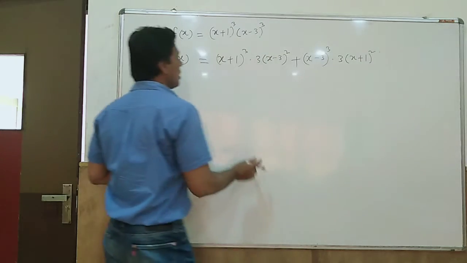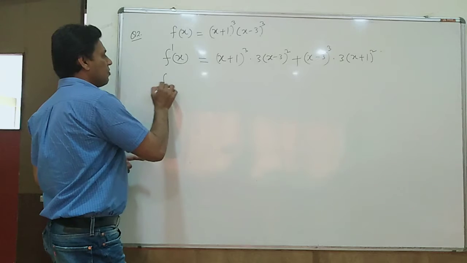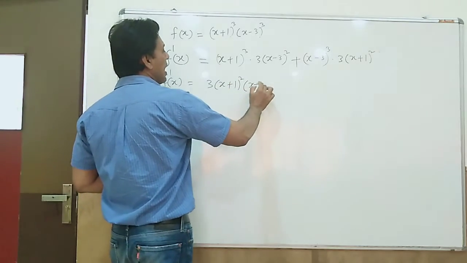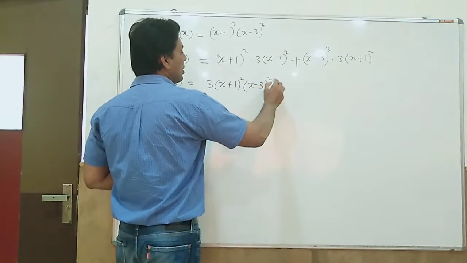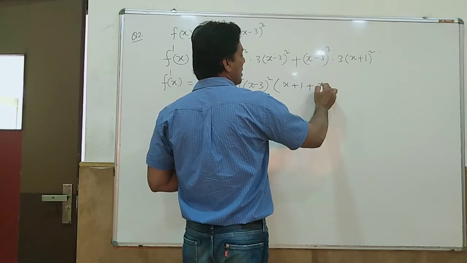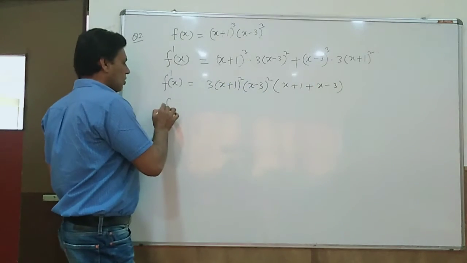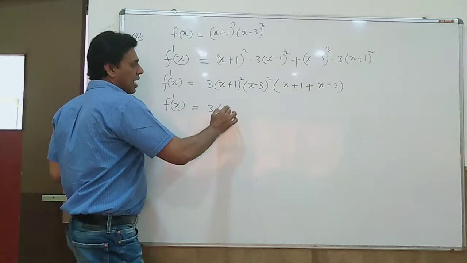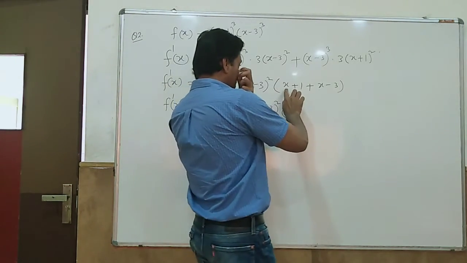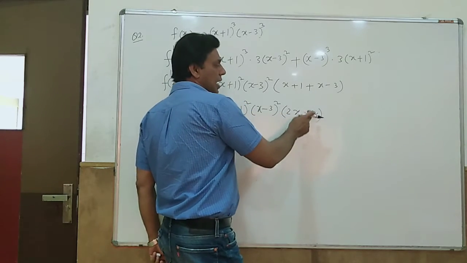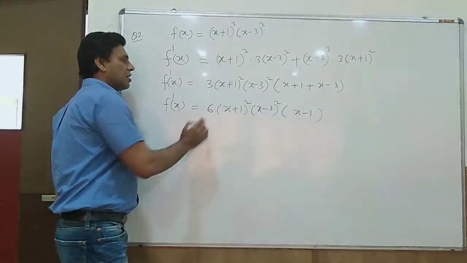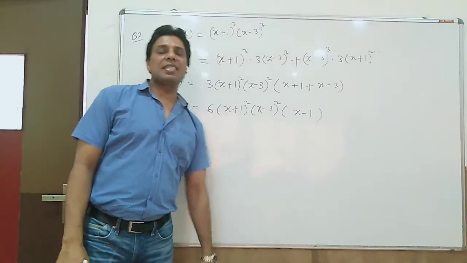plus 1) whole square. Now see, in these two terms we will have a common factor, which is 3 and (x plus 1) whole square and (x minus 3) whole square. Then inside the bracket we will have (x plus 1) plus (x minus 3). So after solving, we have 3(x plus 1) whole square, (x minus 3) whole square, and you can say 2x minus 2, and I can take 2 common from here. So x minus 1, and 2 into 3, 6. So this is my derivative, that is f dash x.